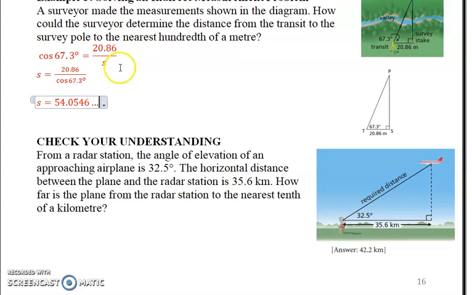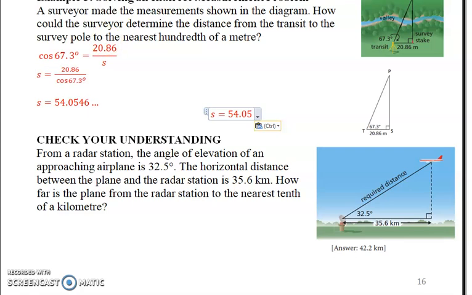54.0546. It says to the nearest hundredth of a meter, so the 4 leaves the 5 as a 5, and there we go. So we're being quite exact here, because a hundredth of a meter, that 5 is actually 5 centimeters. So it could be a big difference when you're talking survey.